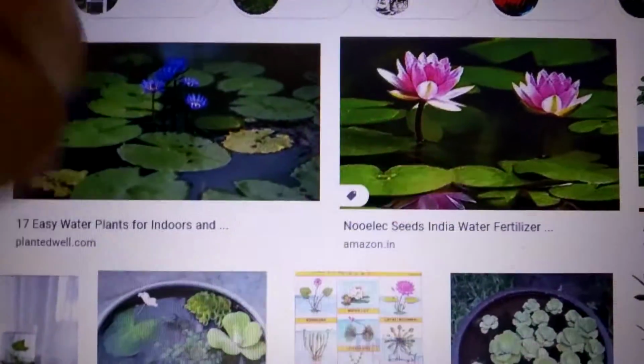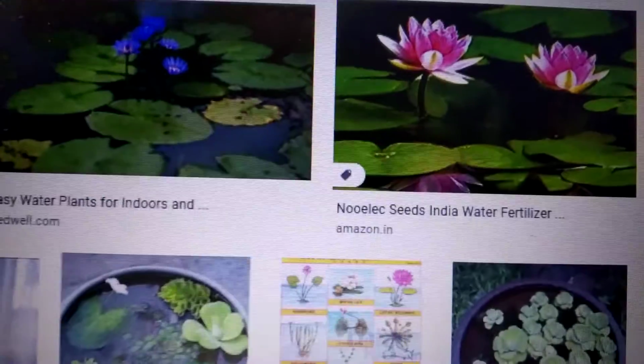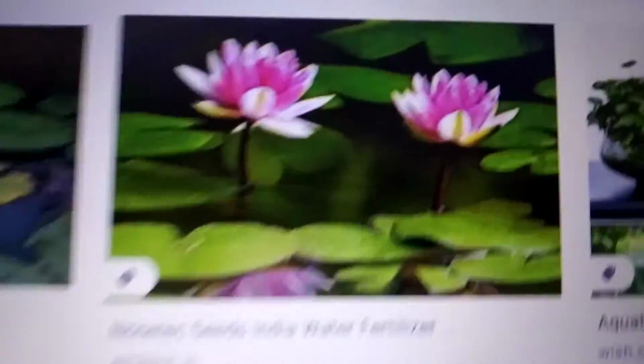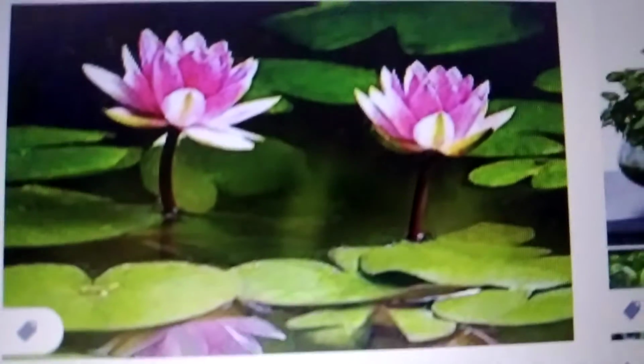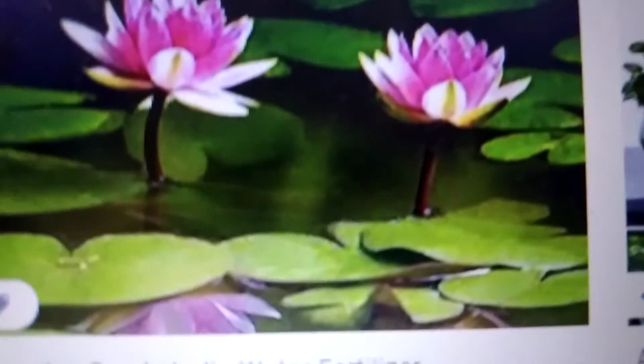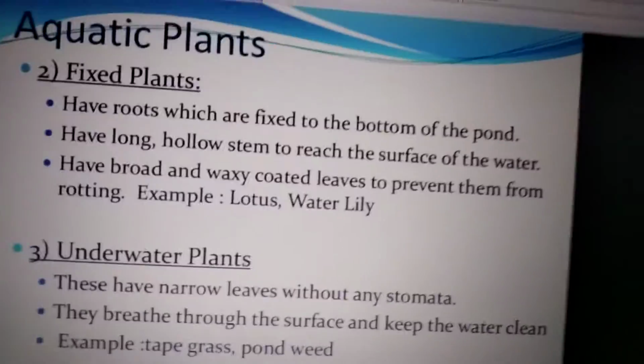Yes, children, are you able to pluck the lotus flower? No, their roots will be very strong. You are not able to pluck the flower with the roots also. Villagers will go into the river, and if one flower is plucked, so many roots will come outside. They are not able to pluck the flower so easily. That much strong roots it has. They are fixed to the bottom of the pond. So that's why those are called fixed plants. Understood, children? Are you clear now?